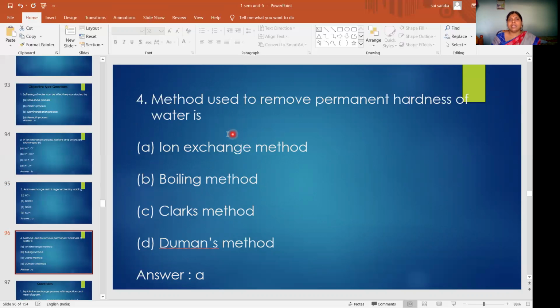That is zeolite and ion exchange. So in your option, what is the answer? Ion exchange. This boiling, Clark's and these all are not permanent methods. So this ion exchange method is a permanent method to remove permanent hardness of water. So permanently we can remove hardness of water by this ion exchange method. So answer is A. So these are some of the objective type questions you may expect from this topic in your entrance. Very simple questions, direct questions. Okay.